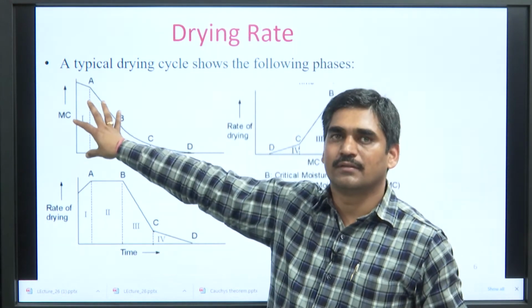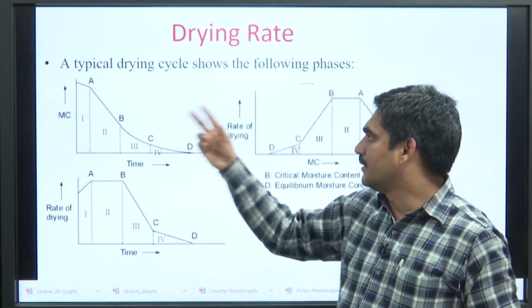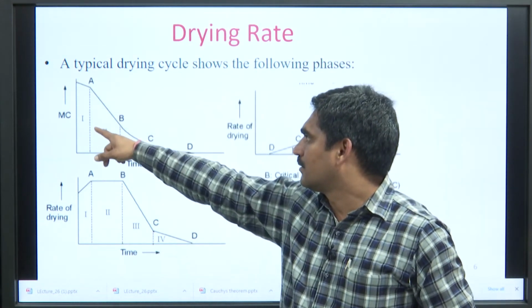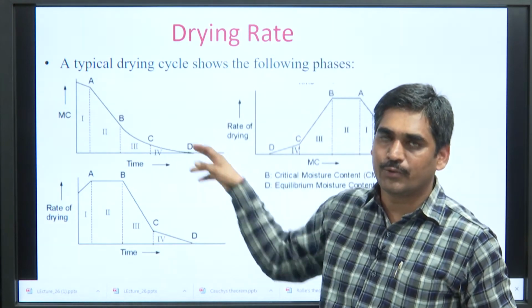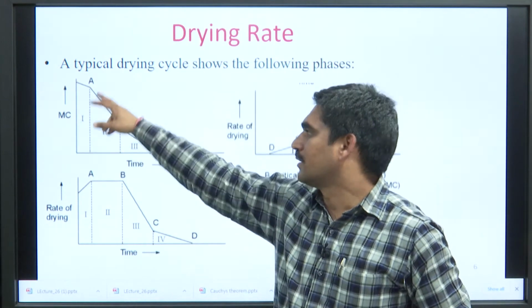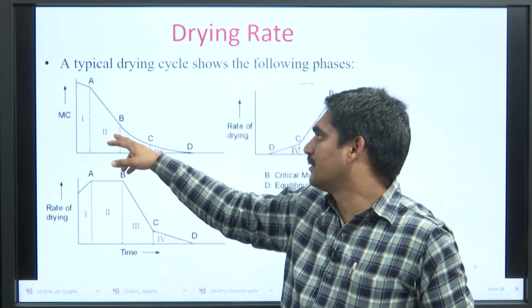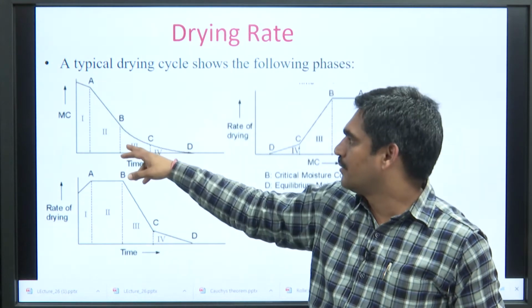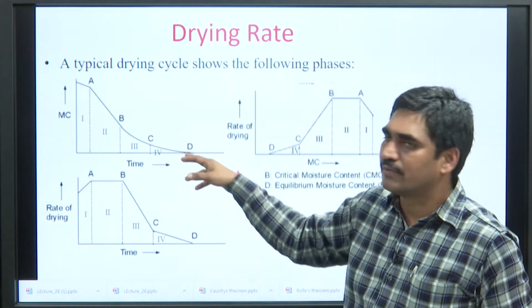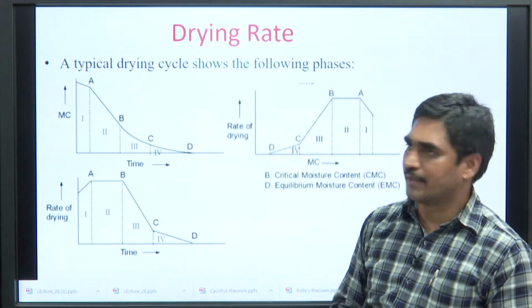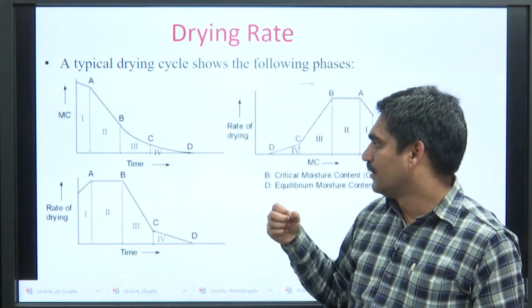The first is when the moisture content is plotted against time. So, in this case A, B, C and D, there are 4 points. The first one indicates the initial adjustment period, the second one indicates the constant rate period, the third one indicates the first falling rate period and the fourth one is the second falling rate period. Similarly, if you see this graph of rate of drying versus time, it will be very much clear.